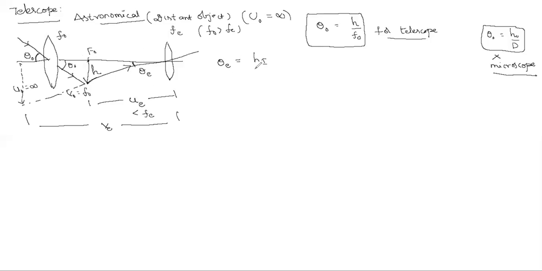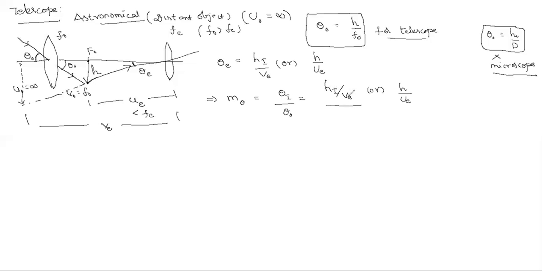That is one formula. Or can I write h by ue, from the small triangle? Yes, good. And here I am writing the angular magnification, m theta, equals the angle subtended by the image divided by the angle subtended by the object. That is, can I write it as h by ve divided by theta o, which is h by f naught?